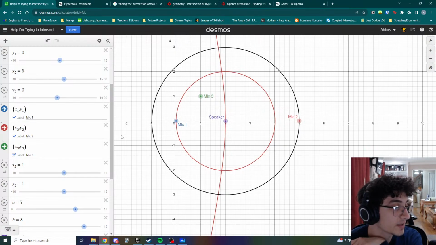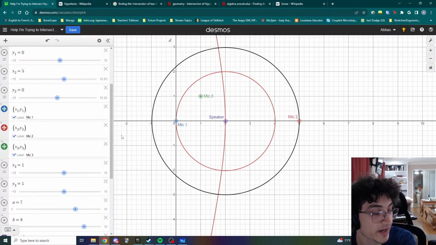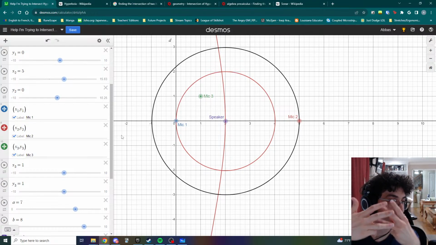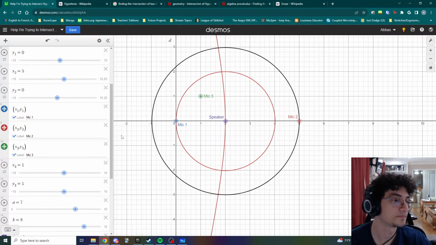I've got to go through the same process with mic 1 and mic 3, find the difference between those. Then I've got to find the difference between mic 3 and mic 2 and end up with 3 different hyperbolas that are all going to line up.